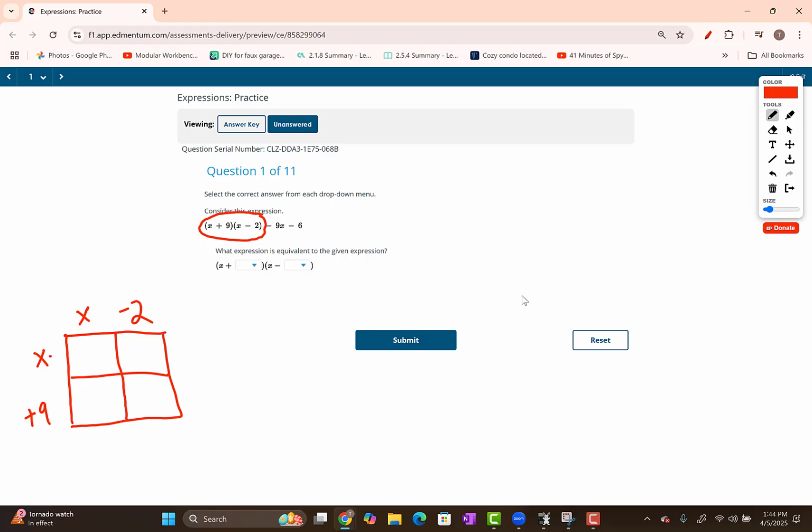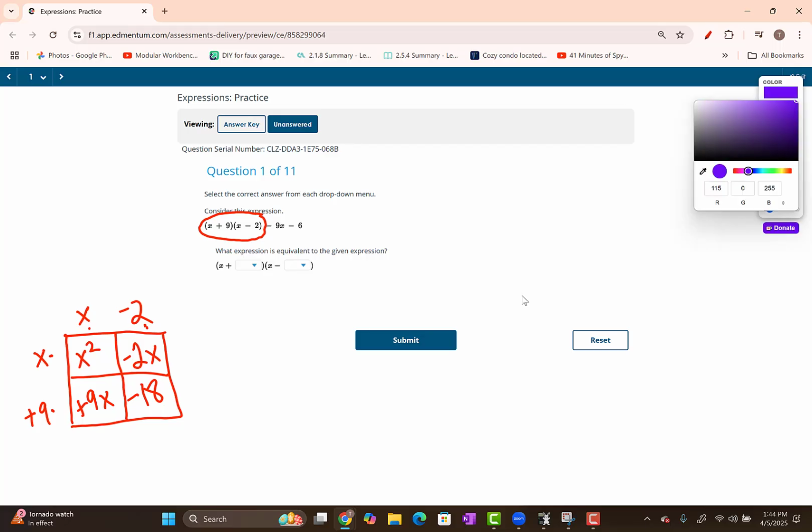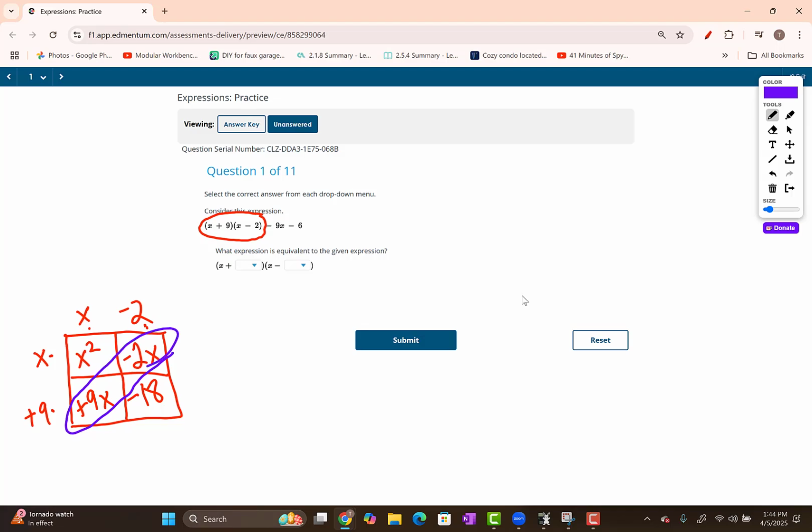So x times x is x squared. Positive 9 times x is positive 9x. X times negative 2 is negative 2x, and positive 9 times negative 2 is negative 18. The reason I like this method is almost always your like terms are going to be diagonal from one another. So we can combine those.